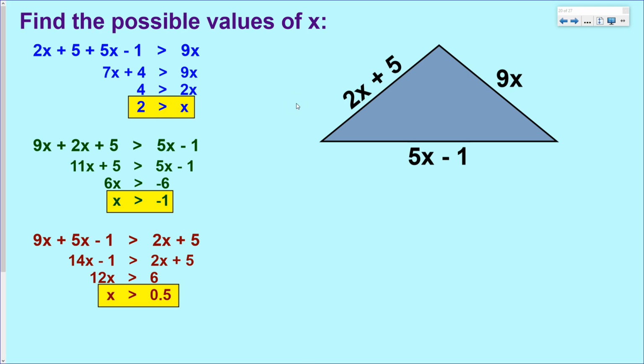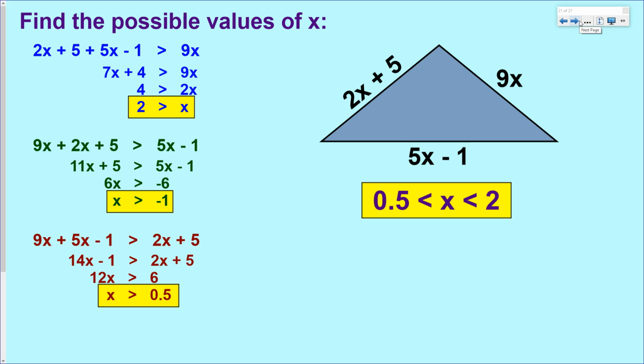And some of you are good at this. Some of you are just going to be able to pop up and say, okay, x has to be less than 2, but bigger than -1 and bigger than 0.5. So the -1 doesn't really mean anything. This tightens up the range either way. So some of you are just going to be able to look at those three inequalities and stitch them together and say that x has to be between 0.5 and 2.